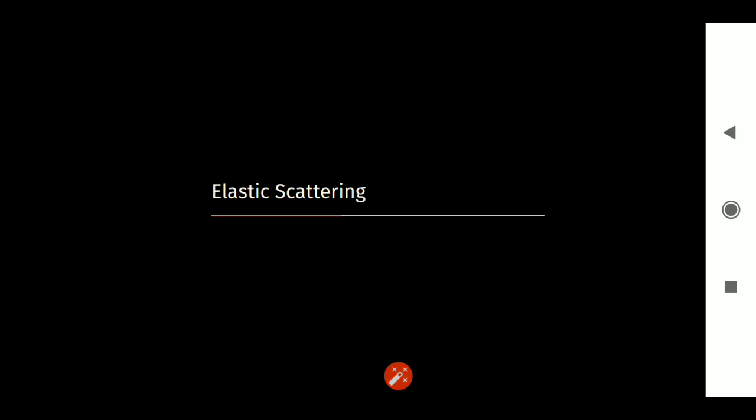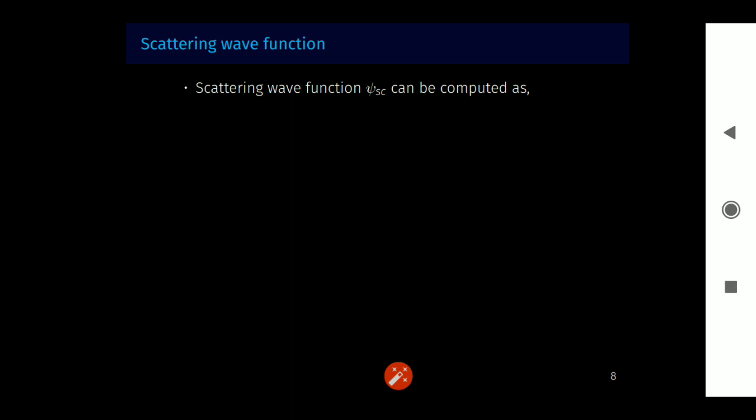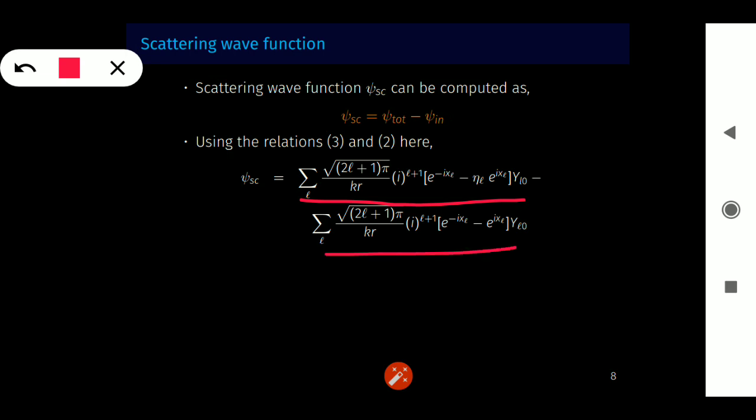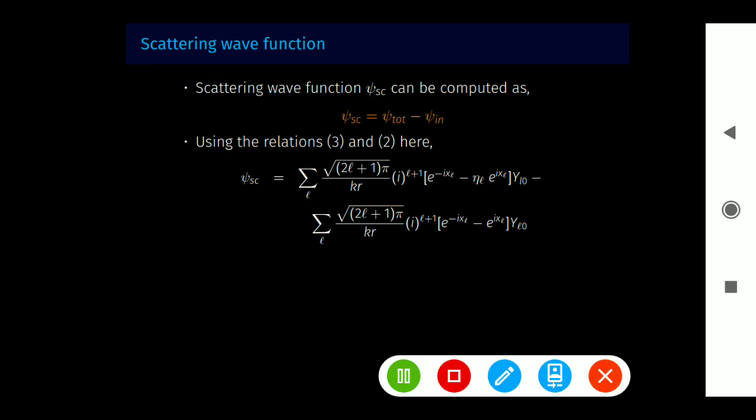So let us go to the first case, pure elastic scattering. In the case of elastic scattering, let us write the scattering wave function. The scattering wave function can be computed from the total wave function and the incident wave function as the difference between the total wave function and the incident wave function. So using the equations for those two, one can write the scattering wave function in this manner. The first part in this expression is the total wave function. The second part represents the incident wave function.